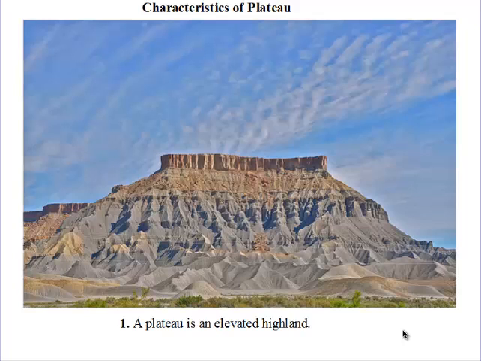Now we know the difference between a mountain and a plateau. Let's look at the characteristics of a plateau, how we can describe a plateau. One of them is that a plateau is an elevated highland. That is, a plateau is always above the surrounding lands. It is an upland.